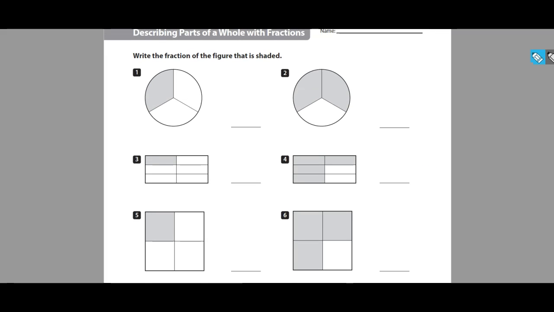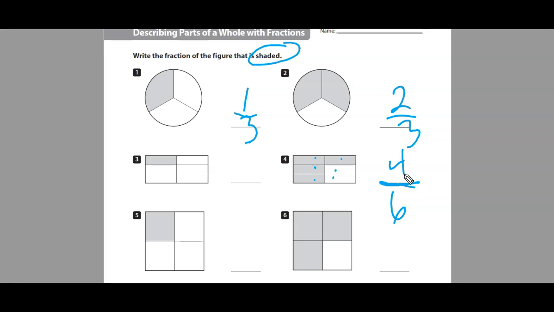Write the fraction of the shaded part. Number 1. 2, same thing. I'm counting the bottom, my denominator, I'm counting the total. 1, 2, 3, 4, 5, 6. The top, they're telling me the part that's shaded in. For 4, how many are shaded in? 4, so it'll be 4/6.